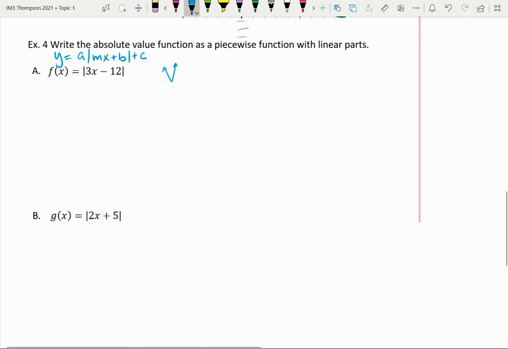Okay. All right. So to start off, I'm going to take what is inside the absolute value and I'm going to set that equal to 0. So I have 3x minus 12 is equal to 0. And then solve for x. So I add 12 to both sides. I get 3x is equal to 12. Divide both sides by 3, and I get x equal to 4.